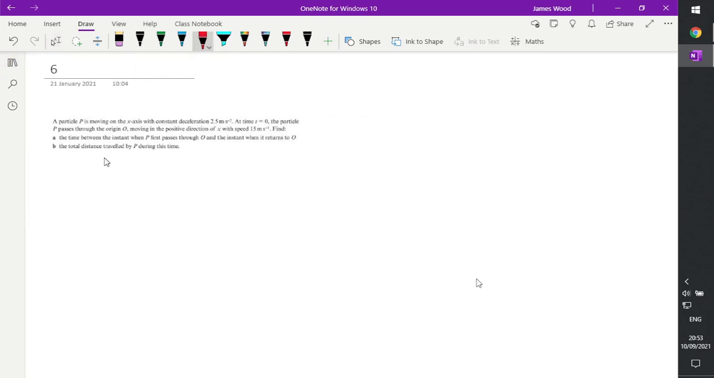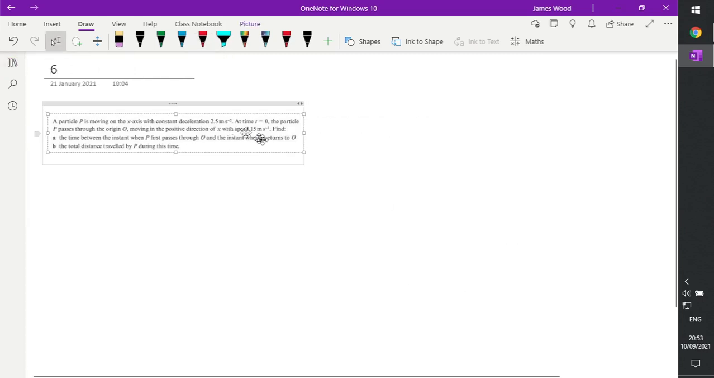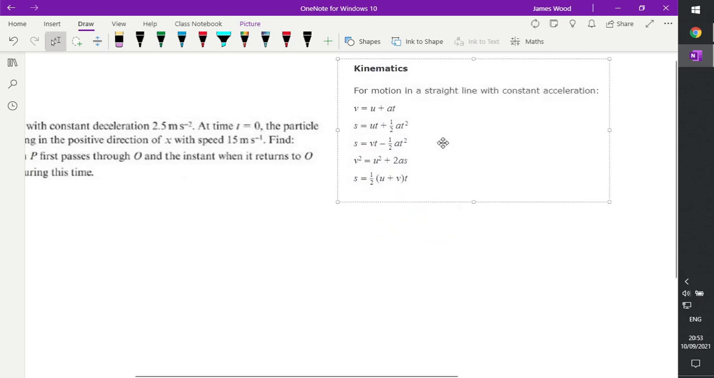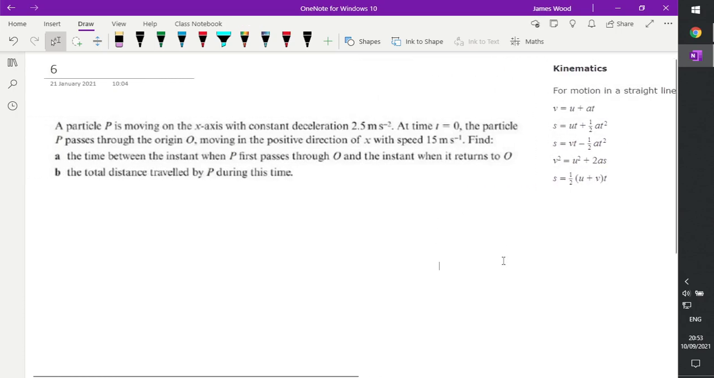Okay, so the last one we're going to look at before you do some practice. A particle is moving on the x-axis with constant deceleration 2.5. At time t equals 0, it passes through the origin O, moving in the positive direction of x with speed 15. So it's moving in this direction with speed 15. Find the time between the instant when P first passes through O, so how long does it take from going through here, to when it returns to O.